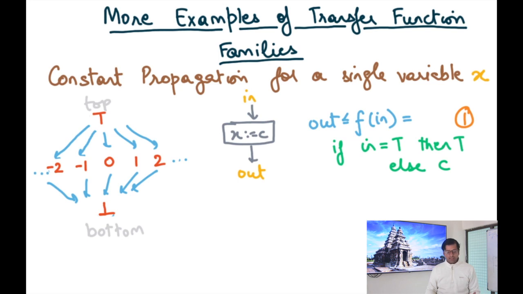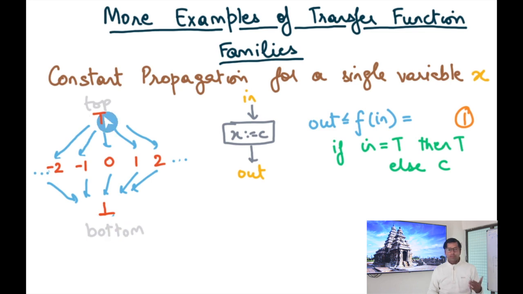So I'm going to discuss another example of a family of transfer functions to check whether this family of transfer functions is actually obeying the three rules that we laid out in the previous module. And we're going to take the familiar example of constant propagation for a single variable x. And recall that the semi-lattice formed for this particular data flow analysis consisted of these values top and bottom.